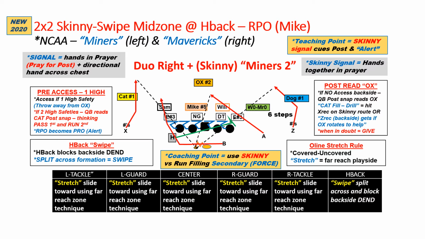We can also add a skinny call to this, where the front side X is added into the RPO. Now we just put our hands in the prayer sign. Let's pray for post. We still do our directional hand on the chest for our swipe mid-zone. And this would be a Miners 2 because now the quarterback's going to read the number 2 defender, which is the ox safety on this. If he's starting to fill fast, then we'll go ahead and throw the skinny up top.